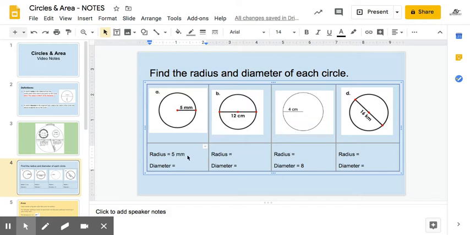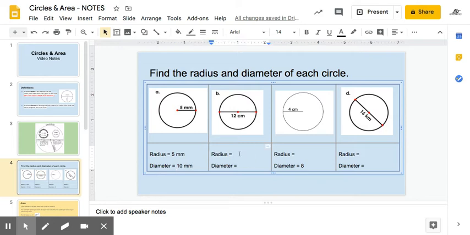Now I need to use the relationship between the radius and the diameter to figure out what the diameter is, because I did not tell you what the diameter is, nor did I draw it in this circle. So we need to know that the diameter is twice the length of the radius. Twice means to multiply by 2. So I'm simply going to take the radius and multiply it by 2. So 5 times 2 is 10, which makes our diameter of this circle equal to 10.